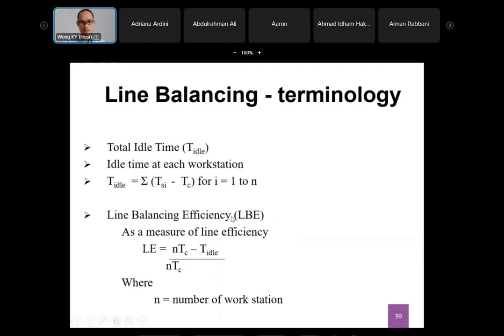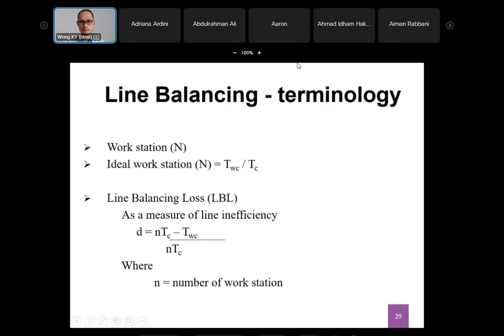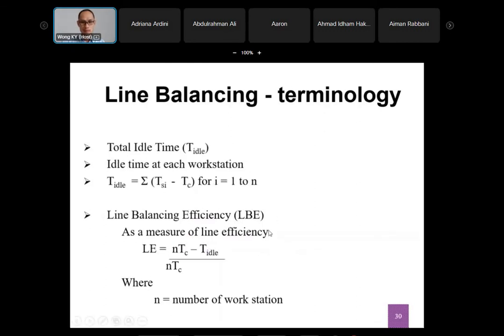Another measure is called line balancing efficiency, LBE. The formulas are about the same. It equals N times DC, minus the total idle time, and then divided by N times DC. N is the number of workstations, DC is the cycle time, and T idle is the total idle time. So these two formulas are about the same. The difference is this part here. For line balancing loss, you subtract the total work content, which is the total of all the element times. But for line balancing efficiency, you subtract the total idle time.